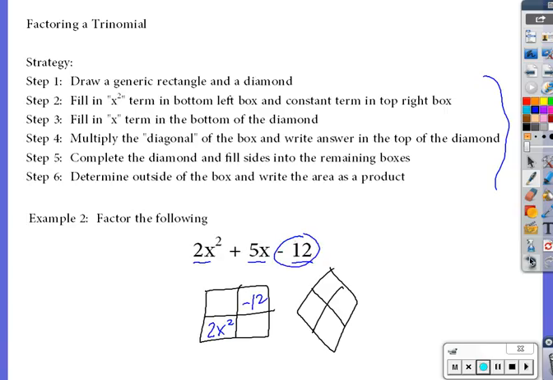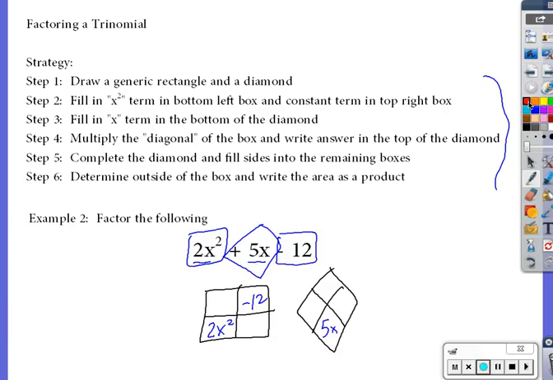Usually I use shapes here to help you with this. So this goes in the box, this goes in the box. All right, the next step is to put the x term in the bottom of the diamond. Okay, so that's how your trinomial gets split up.